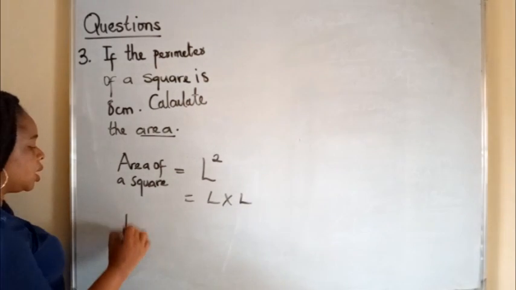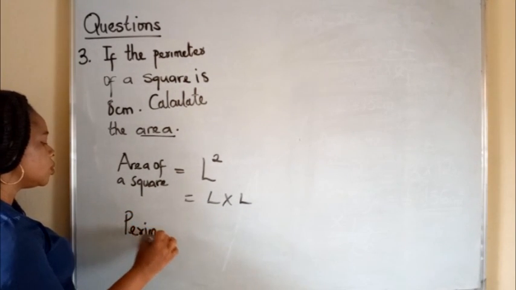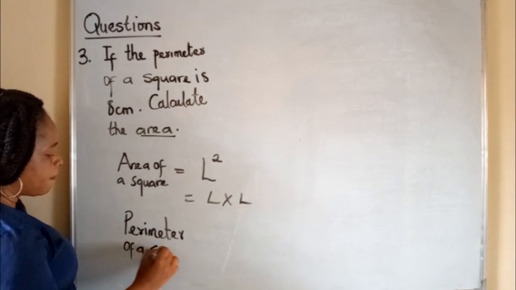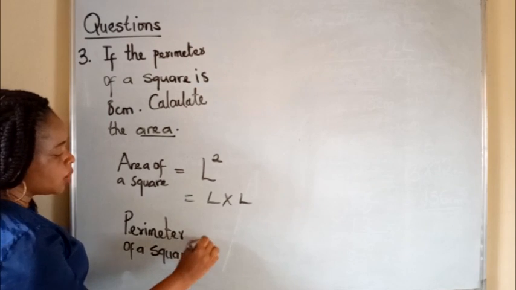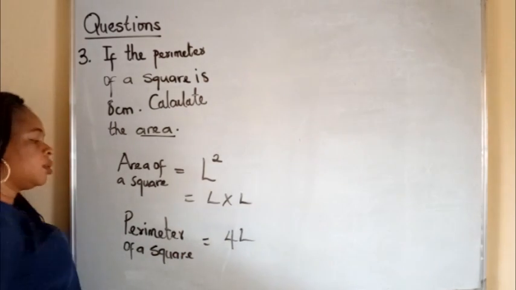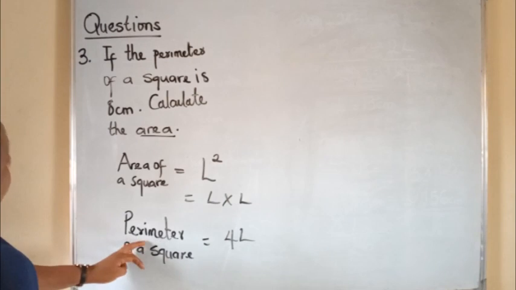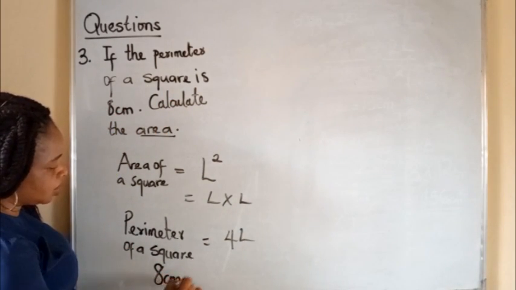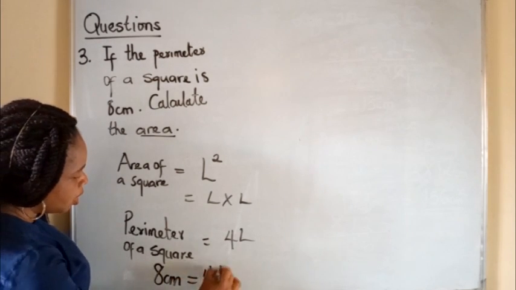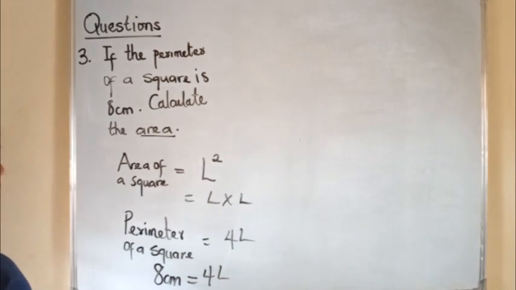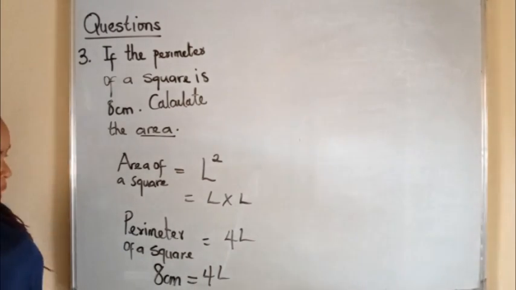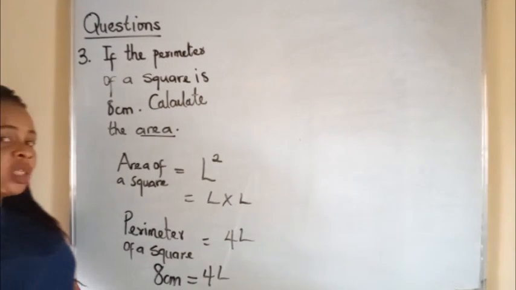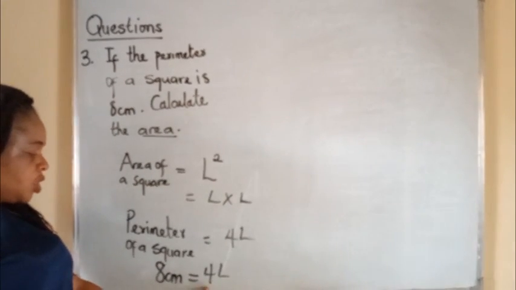Let's look at what the perimeter is. Perimeter of a square is equal to 4L. Okay? Alright? So the perimeter is given as what? 8 centimeter, and is equal to what? 4L. We are back to that step of mathematics that will have a number in front of a what? A variable. And the number we call it what? Coefficient. That's the coefficient of the variable.